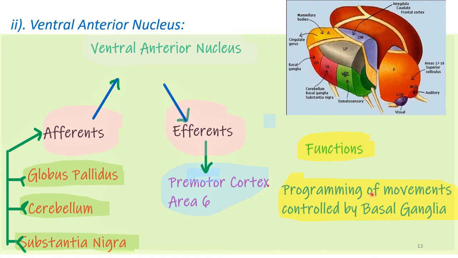We'll be studying the basal ganglia. The basal ganglia is involved in planning and programming of movements in association with the cerebral cortex. So it plays a role in relaying the execution or programming of movements controlled by the basal ganglia. Mainly, the ventral anterior nucleus receives impulses from the substantia nigra, the cerebellum, and the globus pallidus of the basal ganglia. Let's move to the next part.